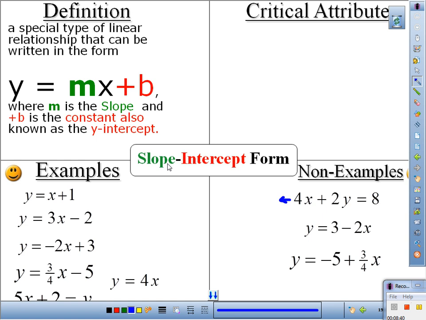Okay, it seems like we forgot. When we have the x and the y on the same side of the equation, it's called standard form. Remember after that I asked you guys to identify A, B, and C? Yes, all right, good.